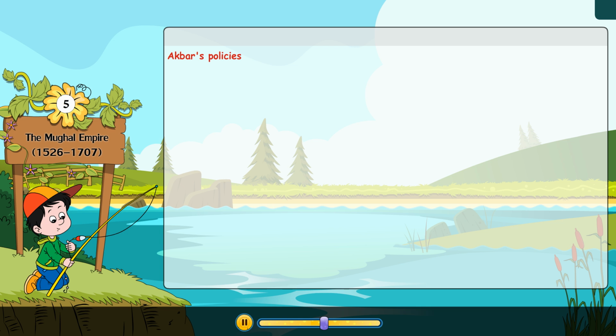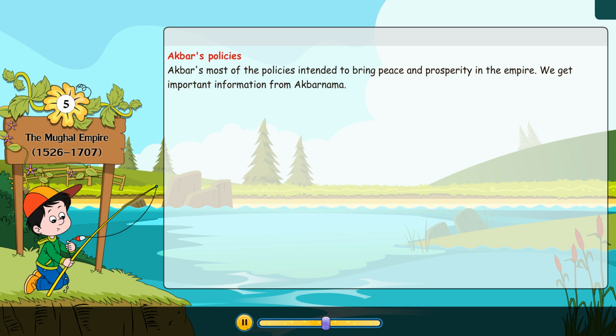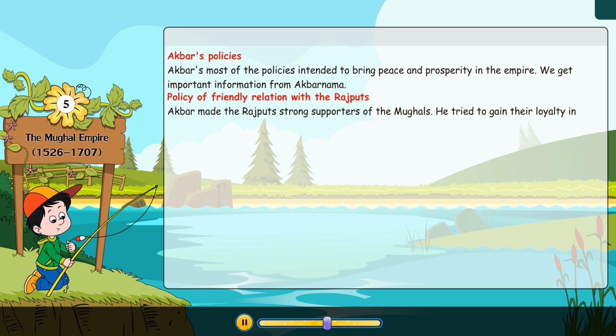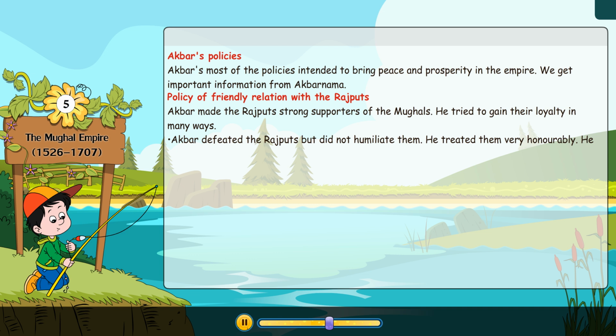Akbar's policies. Most of the policies intended to bring peace and prosperity in the empire. We get important information from the Akbarnama. Policy of friendly relations with the Rajputs. Akbar made the Rajputs strong supporters of the Mughals. He tried to gain their loyalty in many ways. Akbar defeated the Rajputs but did not humiliate them. He treated them very honorably.